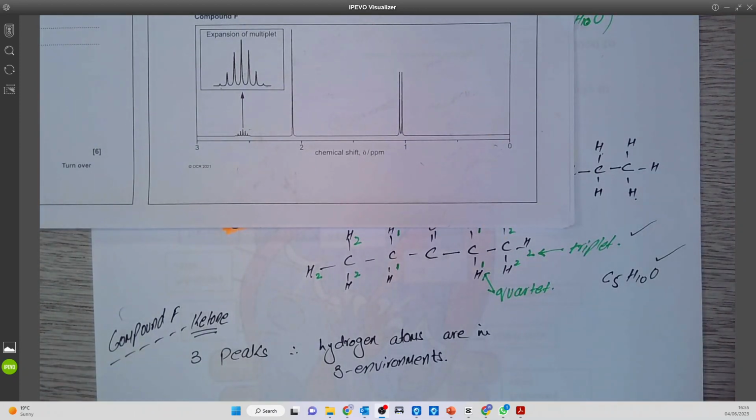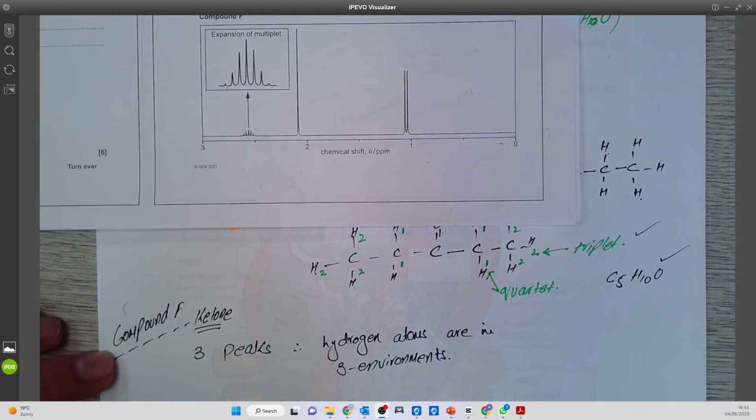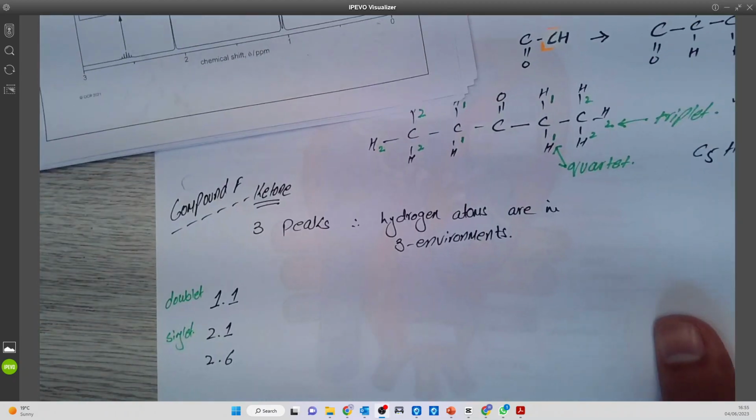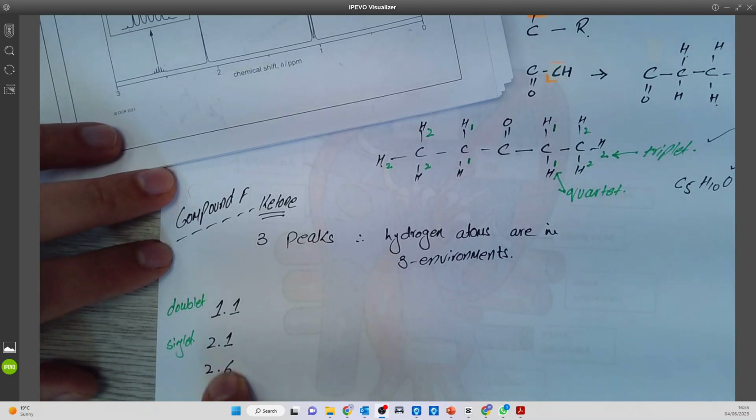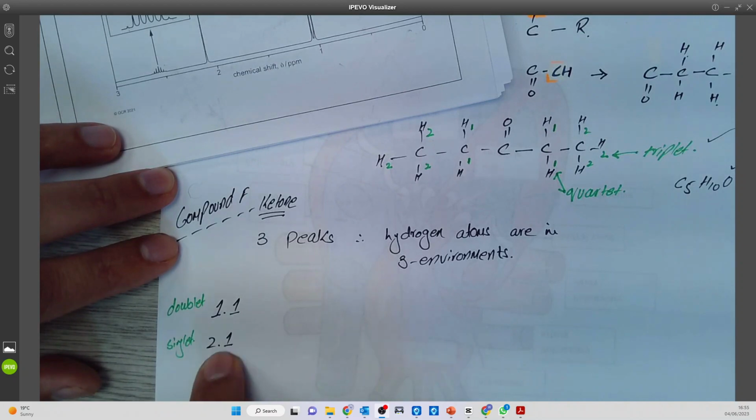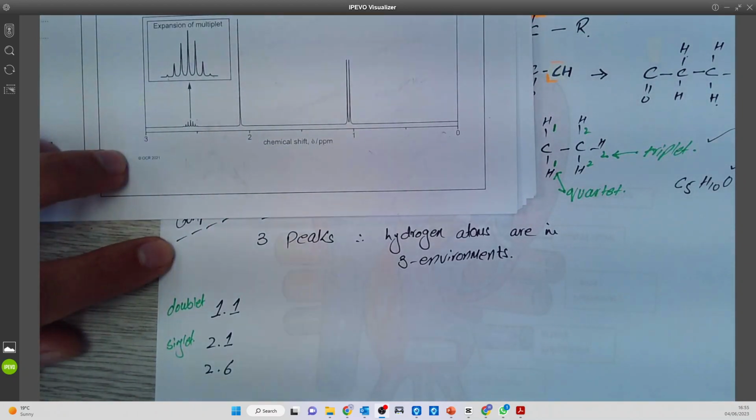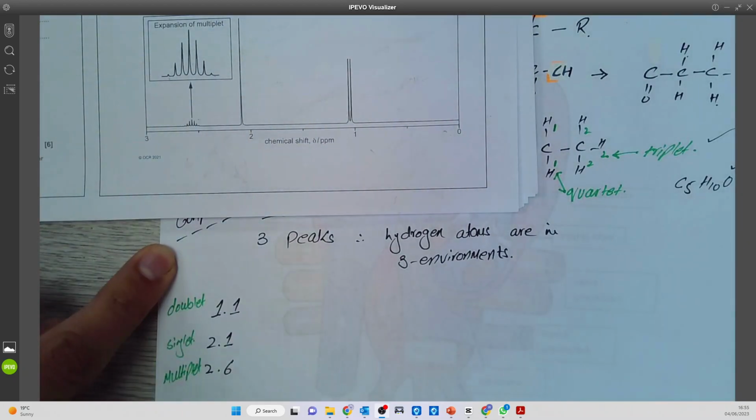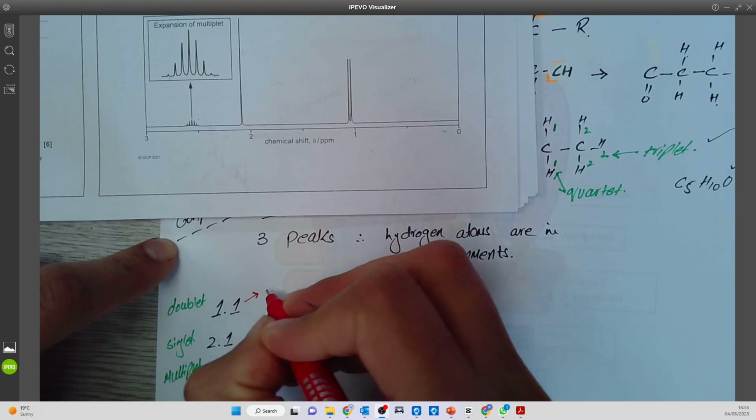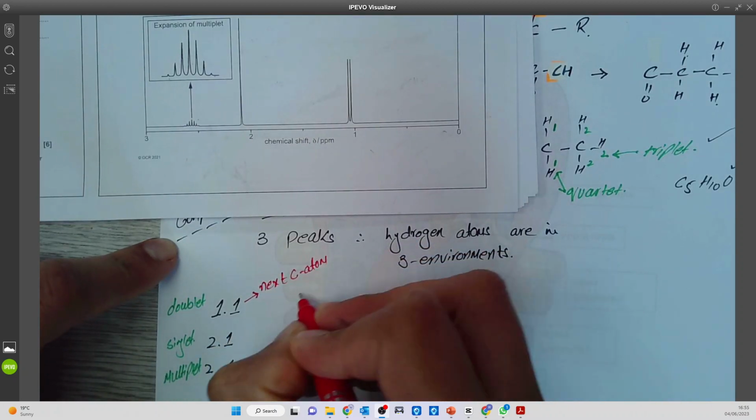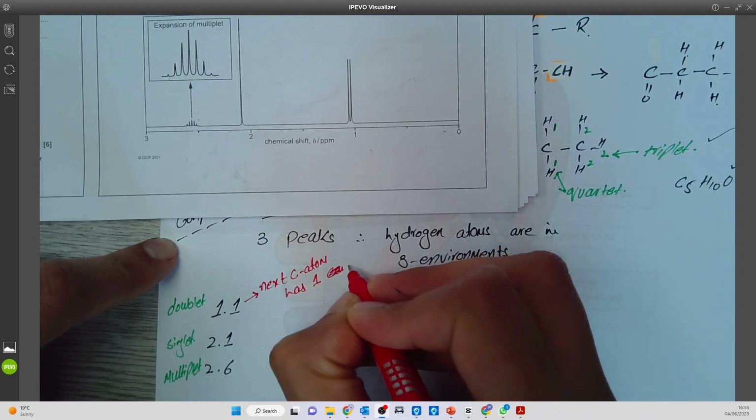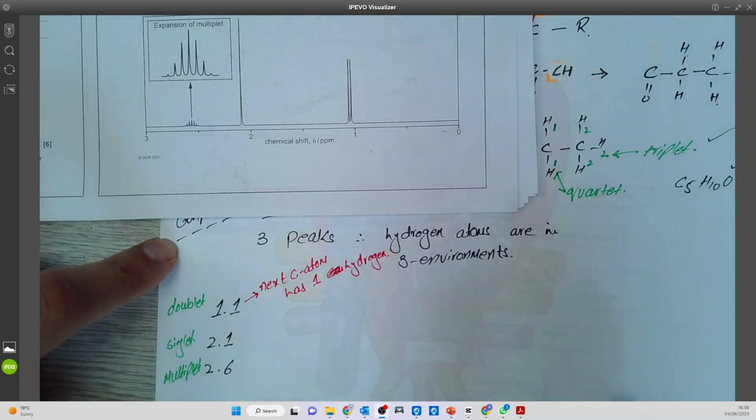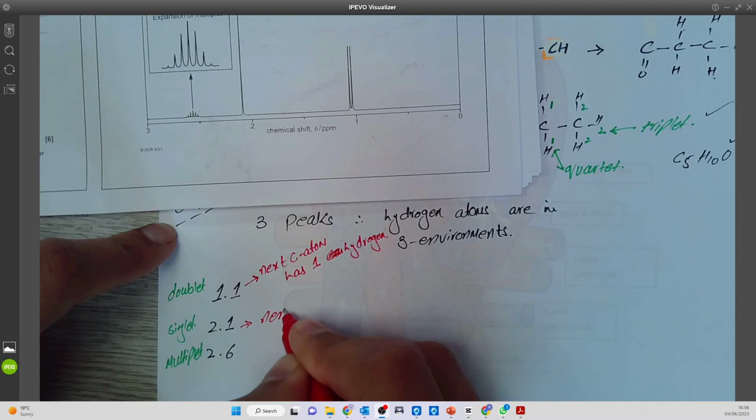So the peak at 1.1 is a doublet. The peak at 2.1 is a singlet. The one that is at 2.6, that one is a multiplet. Now I can extract some information from here. Doublet means the next C atom has 1 hydrogen. This is a singlet. This means the next C atom has no H on it.